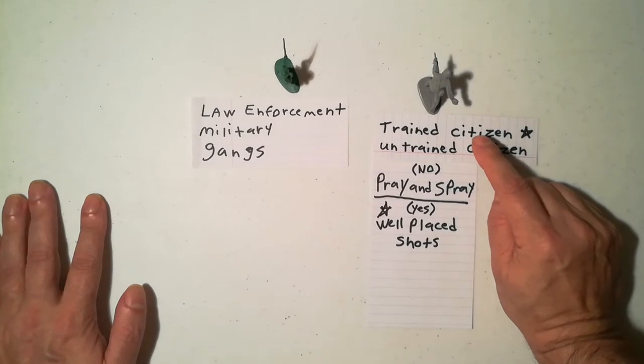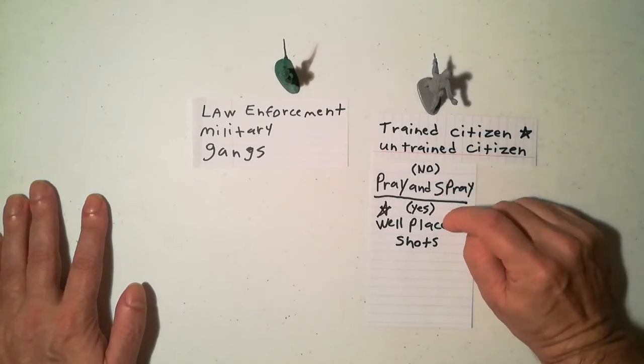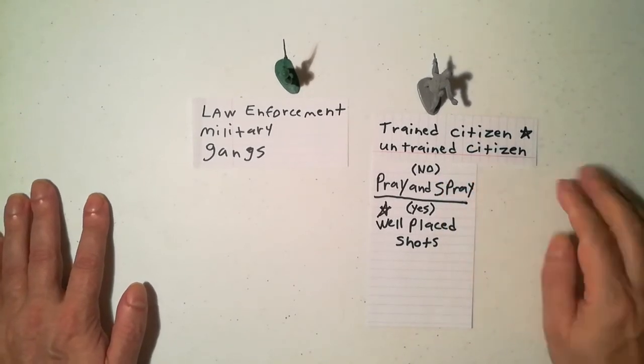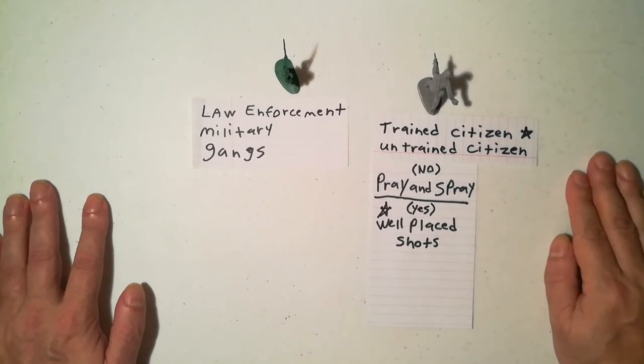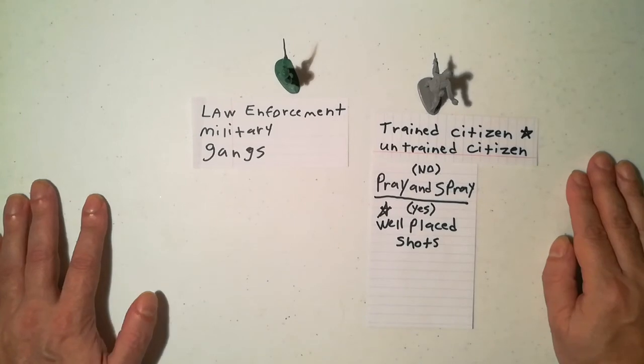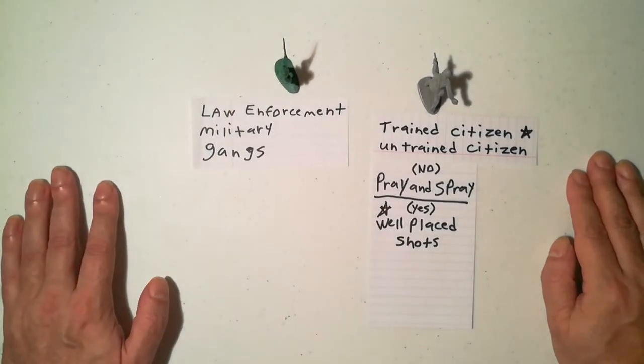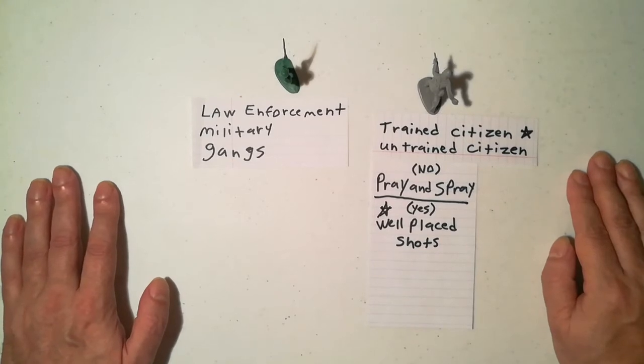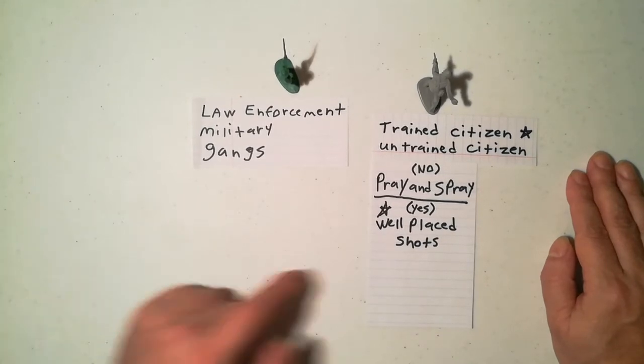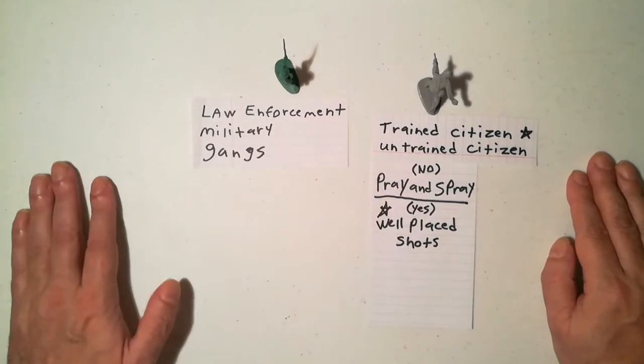What we want to do is gather research where a trained citizen uses their firearm, not praying and spraying, but well-placed shots. We want to know the data on how many shots were fired in that situation. And military, gangs, and law enforcement, we want to completely keep that out, because we don't care that a gang does mag dumps, okay? That's not using a firearm wisely in self-defense. That's just what they call pray and spray.